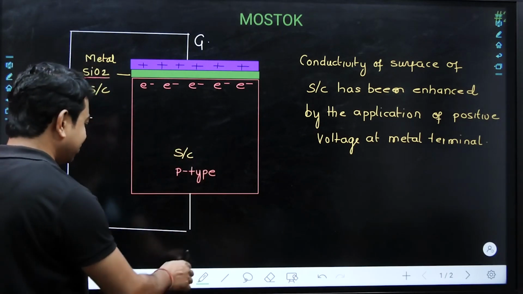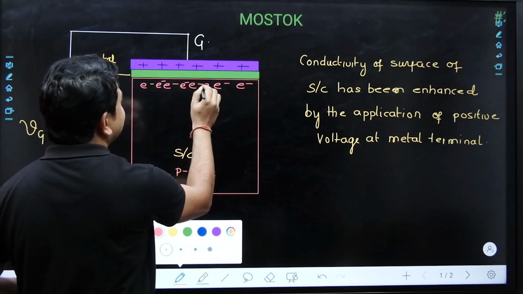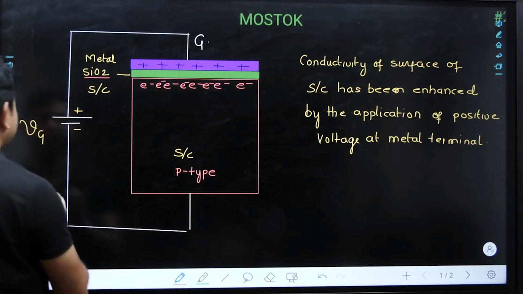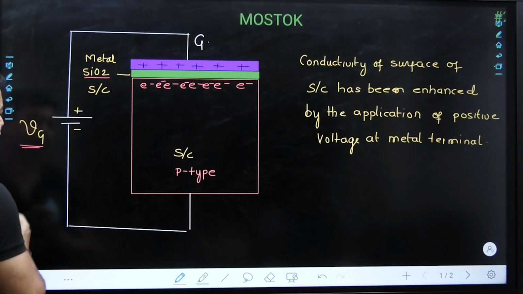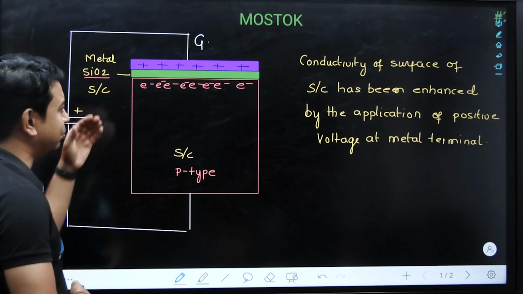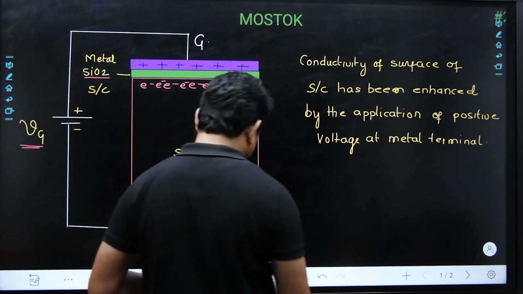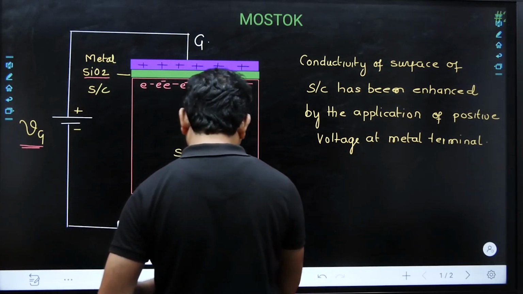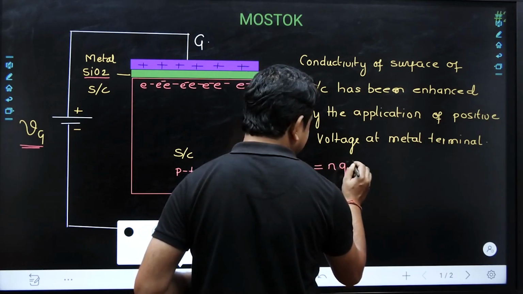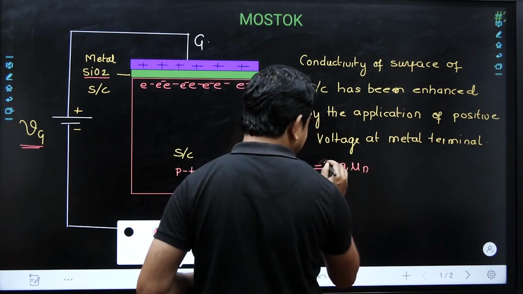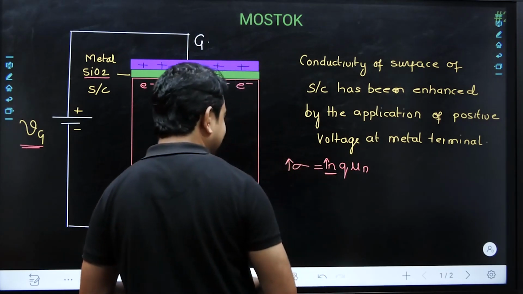If you have more charge carriers here, this can be achieved by changing the voltage of this gate terminal. If you apply more voltage, we have more electrons here. And we know the conductivity is decided by the electron concentration, because it is n q mu n. If you increase the concentration n, the conductivity will increase.